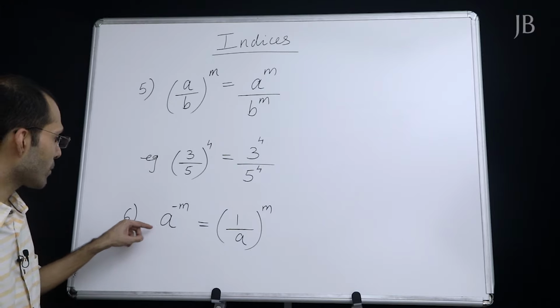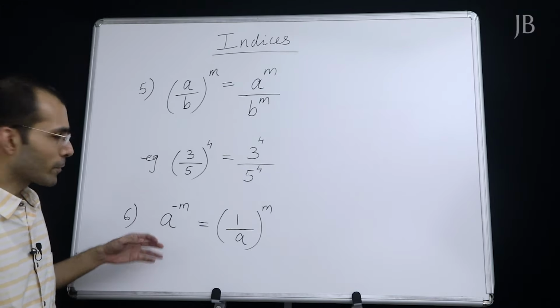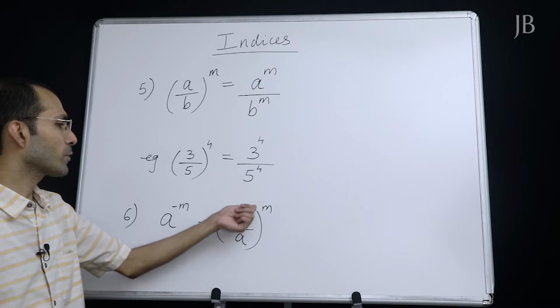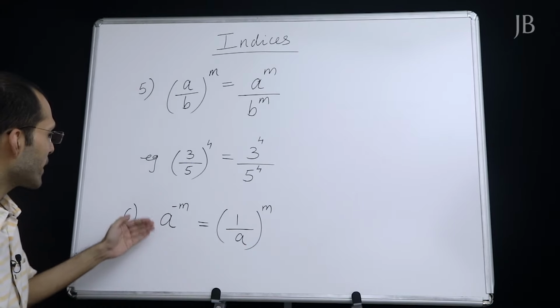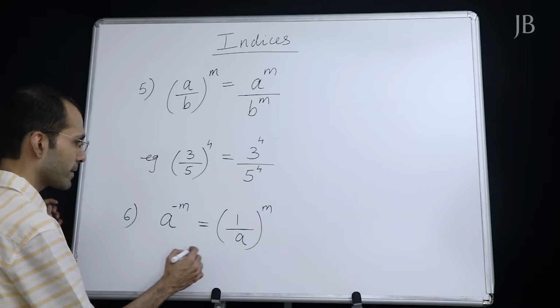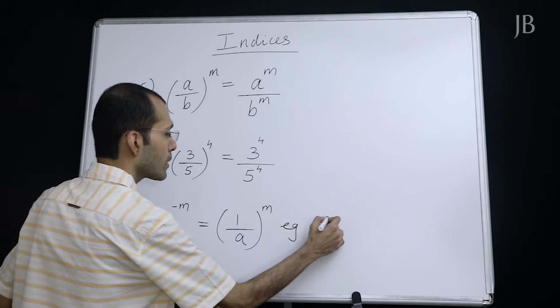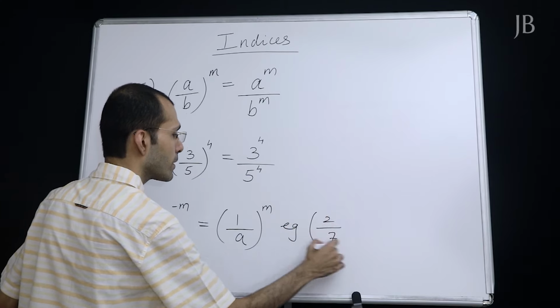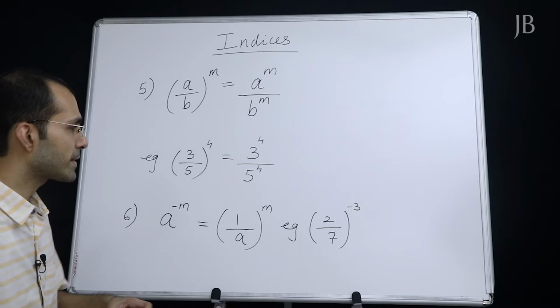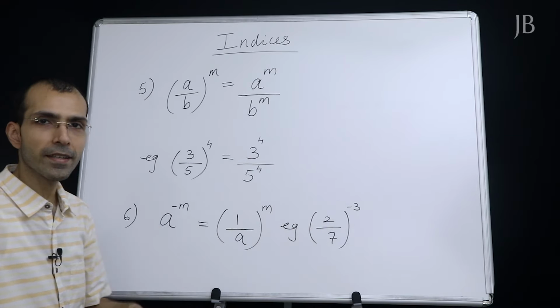See, this a means what? It is a upon 1. So if I take the reciprocal, it will become 1 upon a, and the power is minus, so it will become plus. So a raised to minus m is 1 upon a the whole raised to m. Example, 2 upon 7 the whole raised to minus 3.